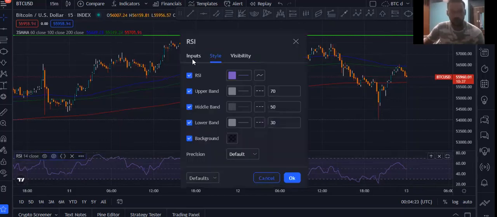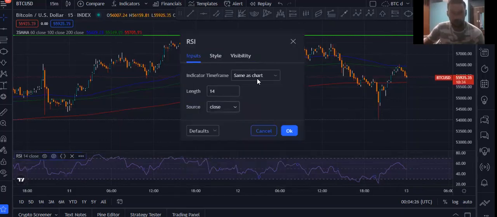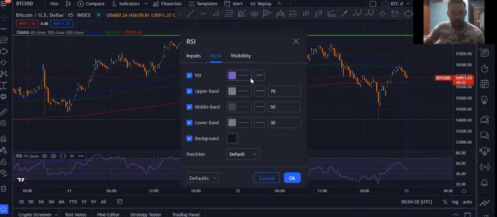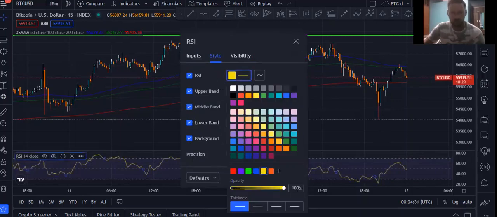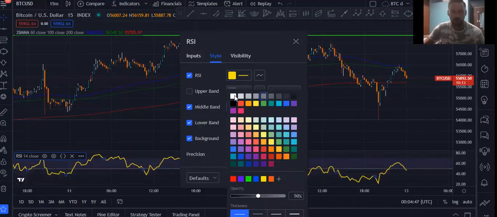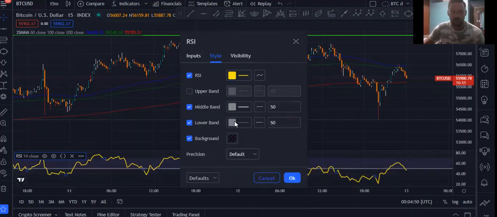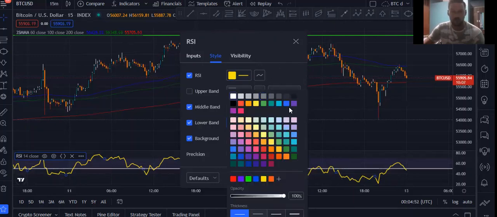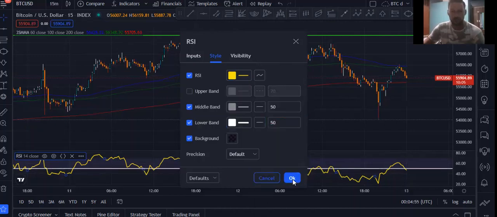We need to set it up first like this. We're gonna put the inputs as they are. The style we're gonna change. We're gonna put, let's say, a yellowish, full color, second thickness. Here the upper band we don't need, but we're gonna need here 50, and this one is gonna be also 50. Okay, here the lines are gonna be full line, here also full line. Color should be white, second thickness. Same with this one, white, second thickness. Sorry guys, because I'm doing this fast, and you can stop the video while you're making your setups.